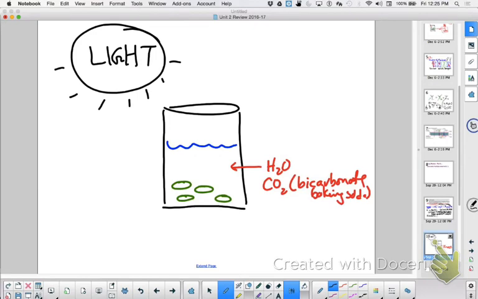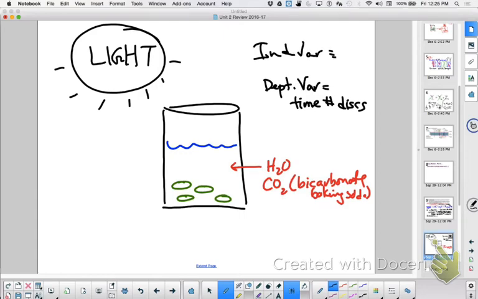Okay, so light, right? Okay, what was our dependent variable? The amount of discs that float. Reduction of oxygen. Okay, time and number of discs, right? And then from that, we can infer the amount of oxygen generated as a byproduct of photosynthesis. Okay, what was our independent variable that we did? The amount of carbon dioxide in the water. Boom. Okay, amount of CO2 in the water.